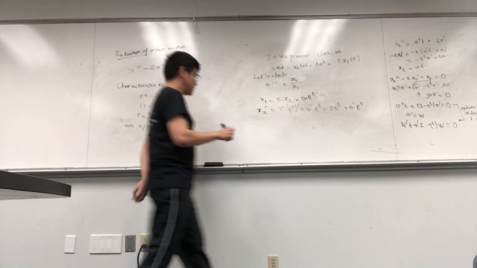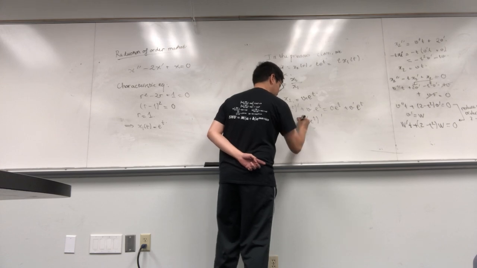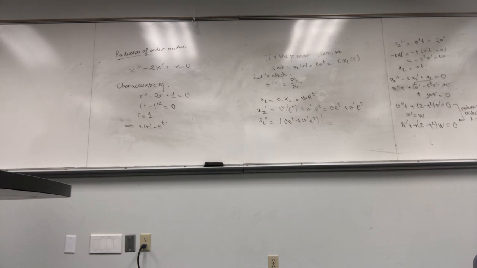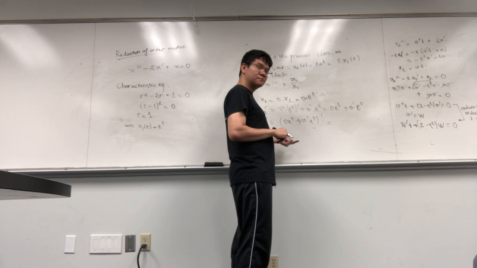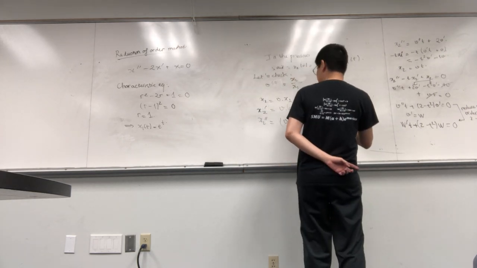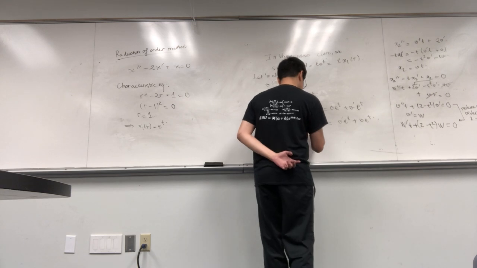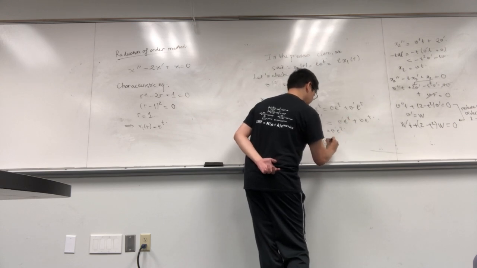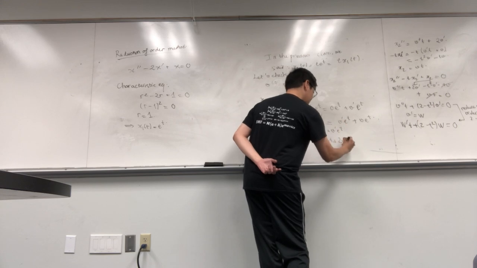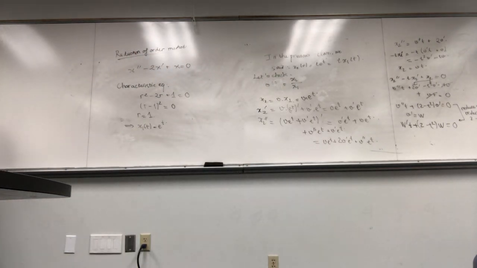So now I'm going to compute x2 second, which is v e to the t plus v prime e to the t, prime. So what is x2 second? V second e to the t plus 2v prime e to the t plus v e to the t. So I'm going to have v prime e to the t plus v e to the t plus v second e to the t plus v prime e to the t. So this gives me v e to the t plus 2 times v prime e to the t plus v second e to the t. That's good. Questions?